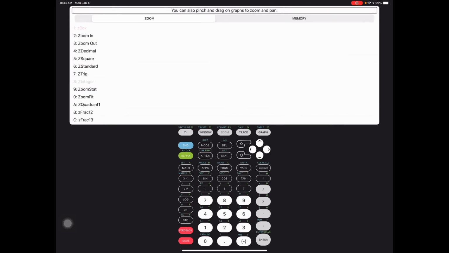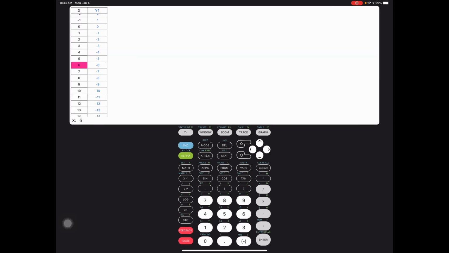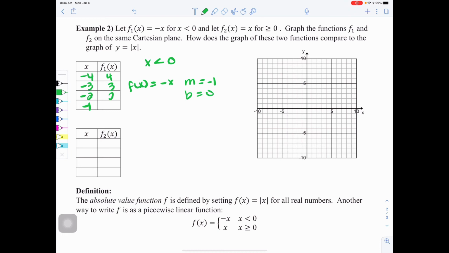I will hit zoom 6 to get an idea of the graph, but then I'm going to look at the table of values. And I want to go up and find the values that I chose, which was -4. So I know it's -4, 4, -3, 3, -2, 2, -1, 1. So I'll write 4, 3, 2, 1. We will graph these. So -4, 4, -3, 3, -2, 2, -1, 1. And we'll stop there.